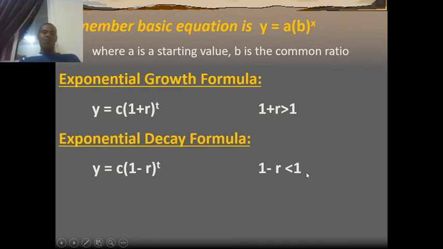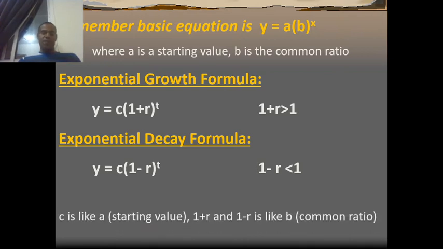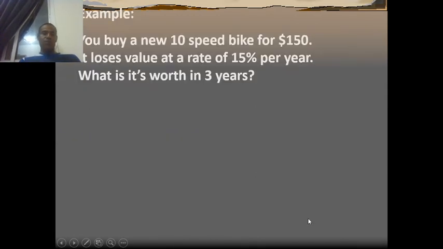These are the two formulas that you can use while working with investing money. C here is like a starting value, or a principal, or the original amount that you can invest in the bank and something like that. 1 plus r or 1 minus r is like b, the common ratio.